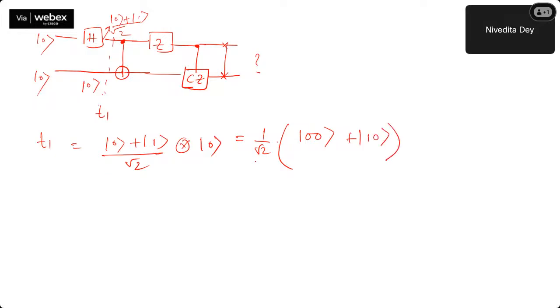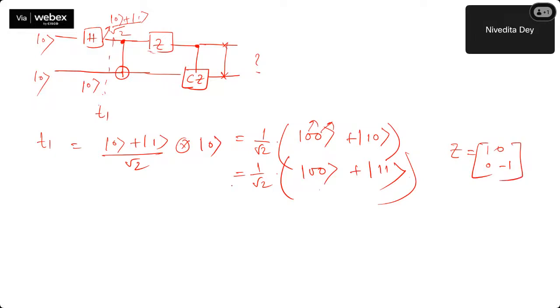Now a C naught. This is the control, this is the target. Similarly here as well. So it's 0, 0 plus 1, 1. 0, no change. 1, change. Done. Now a phase gate. Phase gate is applied on which one? That is the first qubit. The phase gate is on the first qubit. Okay? Phase gate means you have to apply the matrix 1, 0, 0, minus 1.